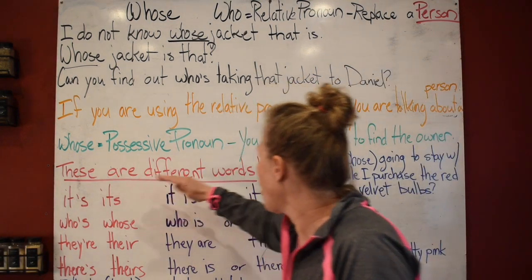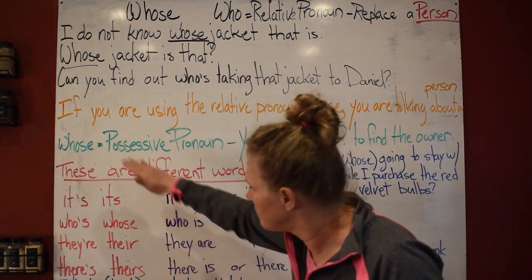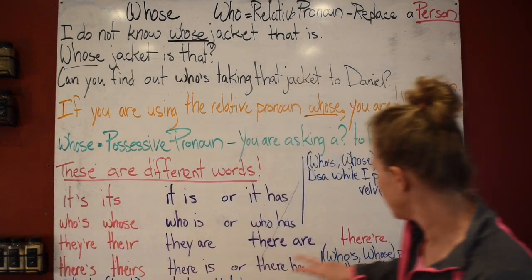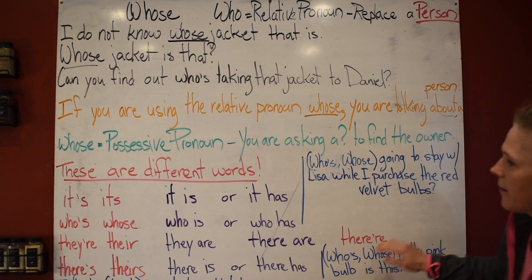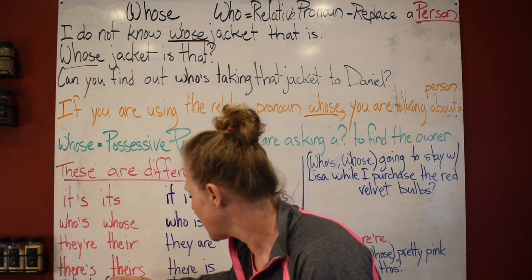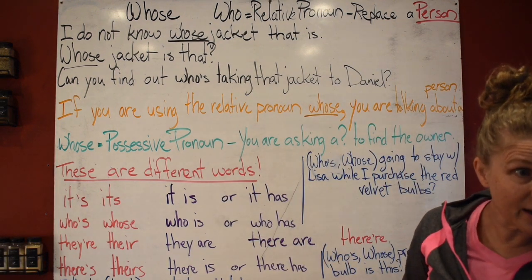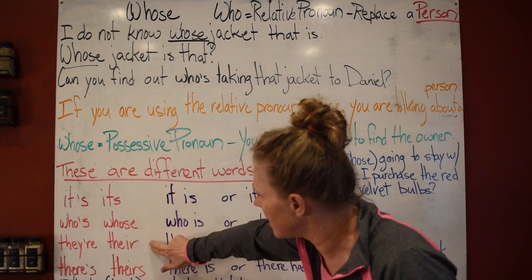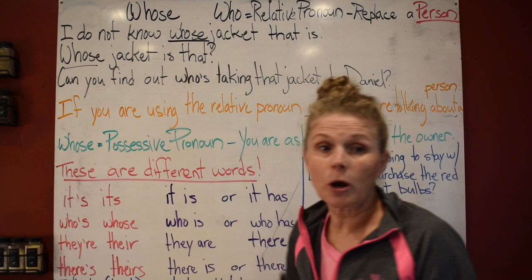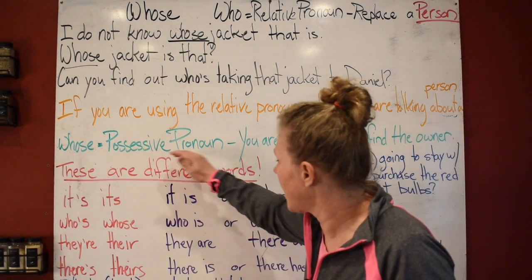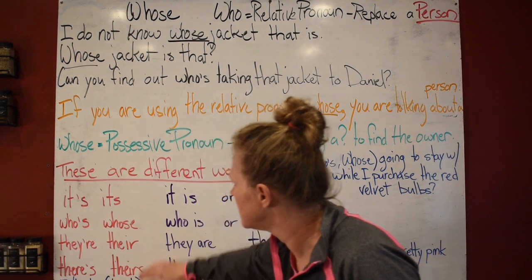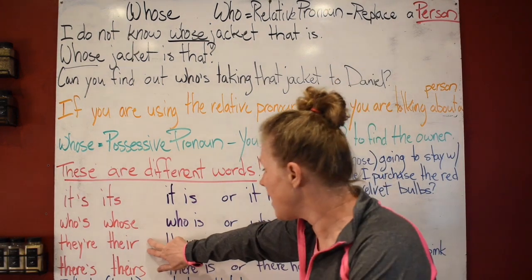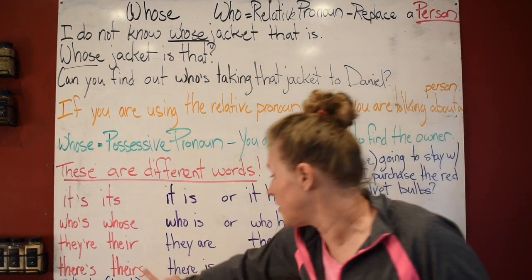Whose. These are different words right here. It's and its. Whose and who's. There, and they're, and their. Theirs and there's. These are different words, right? But these right here, its, whose, their, and theirs, these are possessive pronouns. These possess something. Its leaves, whose house, their car. Mothers bring me theirs to teach.